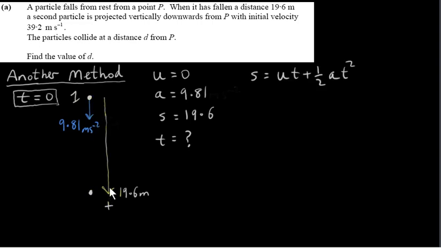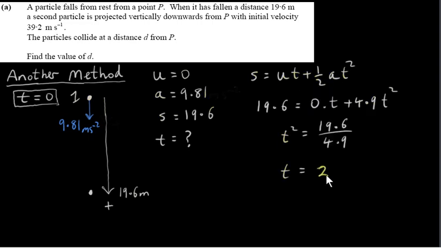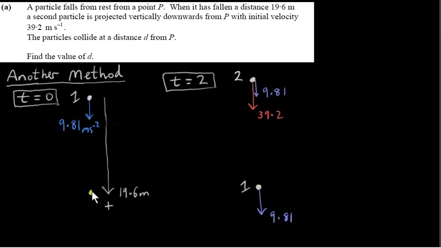So again, I take the downwards direction as positive. The distance s is going to be plus 19.6. The acceleration is going to be positive. The initial velocity of the particle is 0 since it falls from rest. So we plug everything into this and solve for t. We get t equals 2 seconds. At the instant that particle 1 is here, that is at t equals 2, particle 2 is launched vertically down with initial speed 39.2.